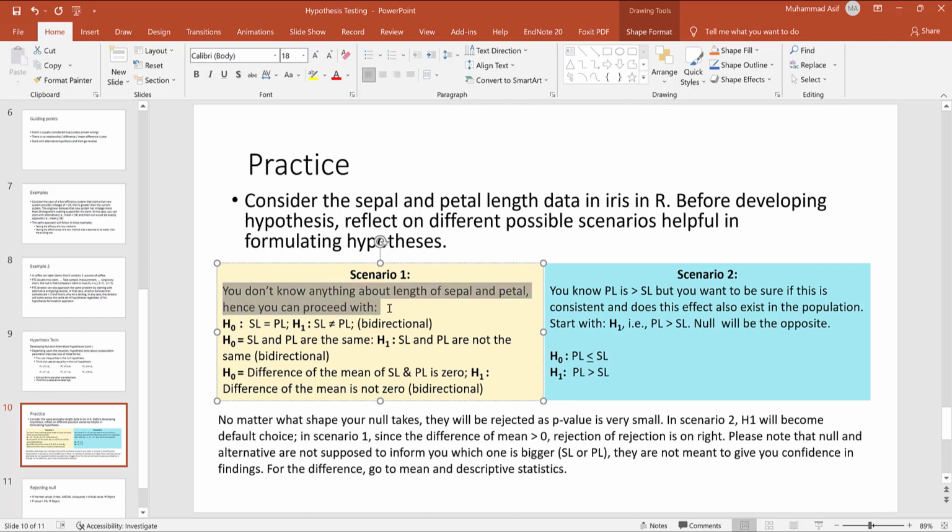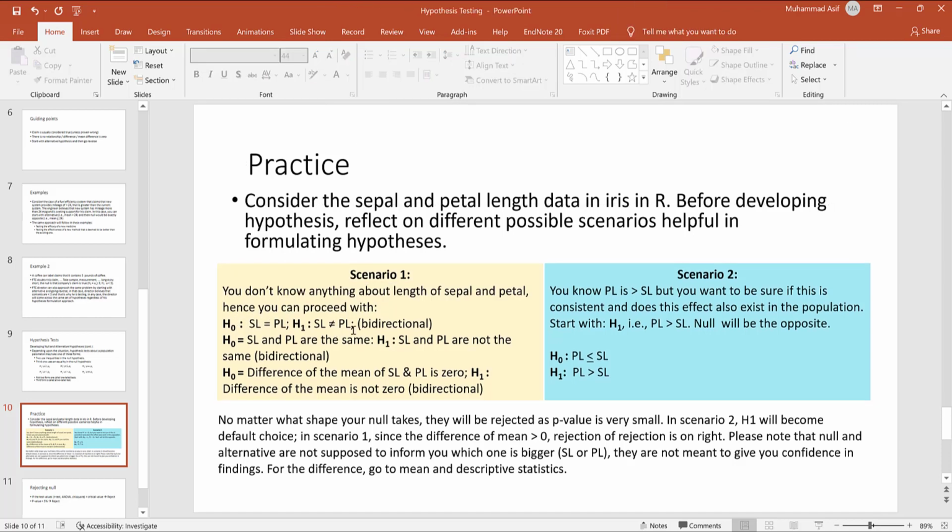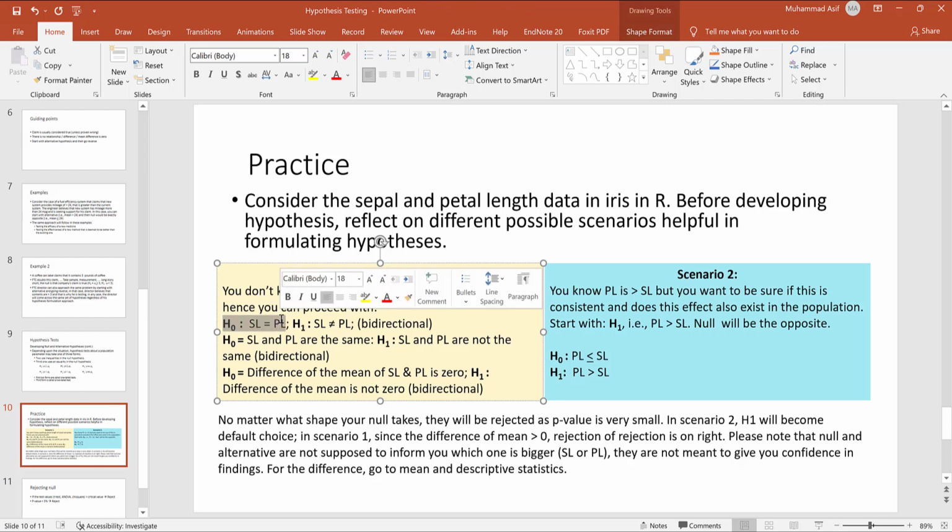For example, when you look at the data, petal length is definitely larger than sepal length. Sepal length is shorter and petal length is larger. So let's say a researcher does not know anything about sepal length or petal length and wants to compare them. In that case, a researcher may make a null hypothesis that sepal length is equal to petal length, and their alternative hypothesis would be that no, they are not equal, and that will be bidirectional, which means it could be either on the right tail or on the left tail.